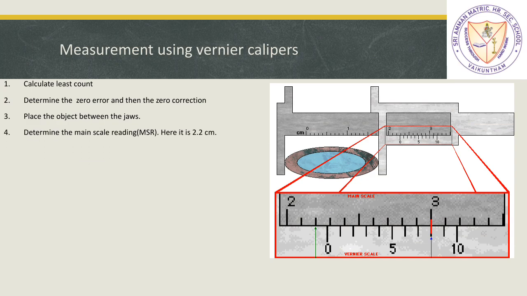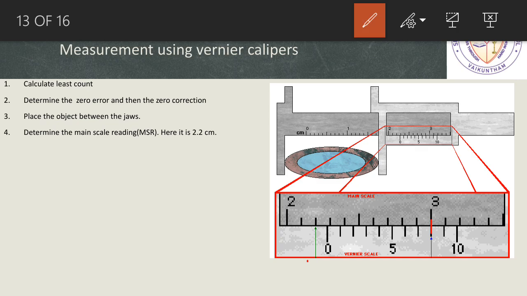Now I have zoomed in on the main scale. Determine the main scale reading, short form MSR. Here the green line is showing you the value. So how do we actually calculate this MSR? The MSR is the reading which the 0 of the vernier scale has crossed. This 0 is of the vernier scale. It has crossed this division, right? This division it has crossed. This division it hasn't crossed yet.